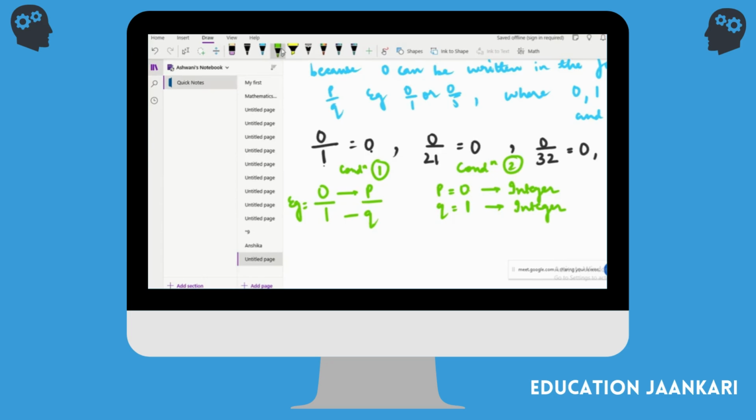And third condition is, what is the third condition, Samya? Denominator should not be equal to zero. Very good. So denominator should not be equal to 0. So what is q here? Is it equal to 0? No, it is equal to 1. So all three conditions are satisfied. So yes, it is a rational number. Understood now? Very easy.